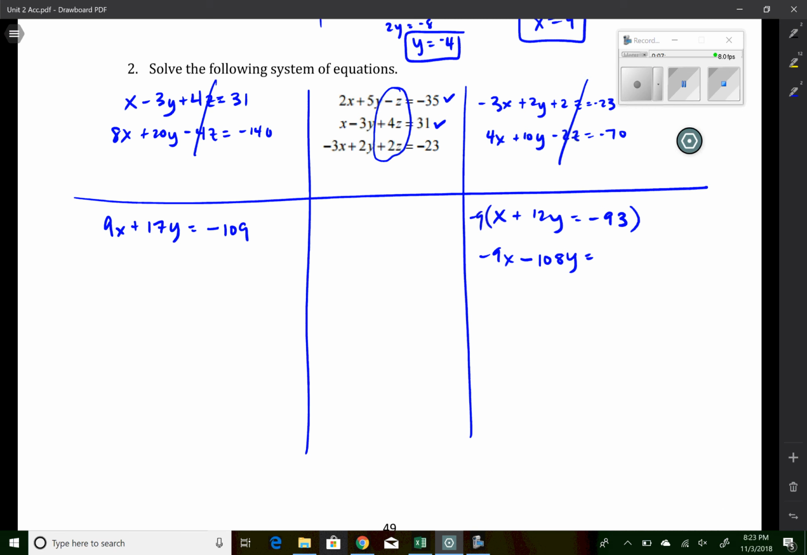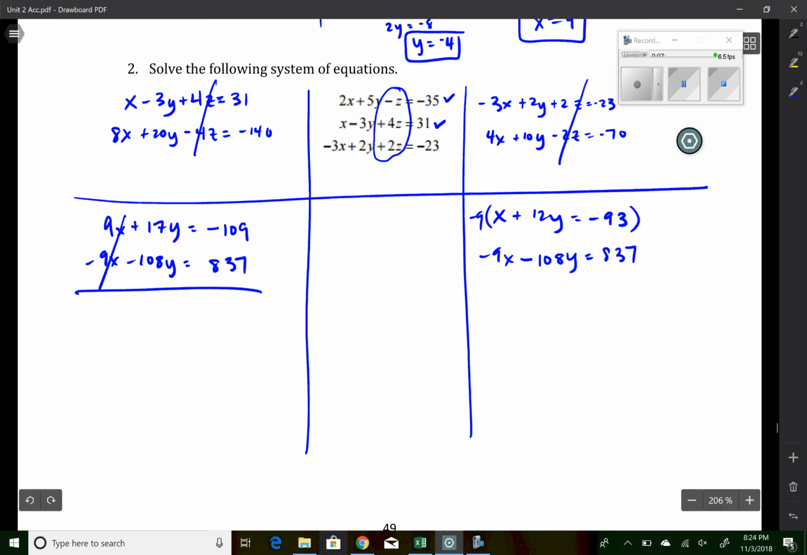Let me grab my calculator here. 93 times 9 is 837. Double negative, so that becomes a positive. So add them together. Negative 9x minus 108y equals 837. Big numbers, but everything will work out in the end here.